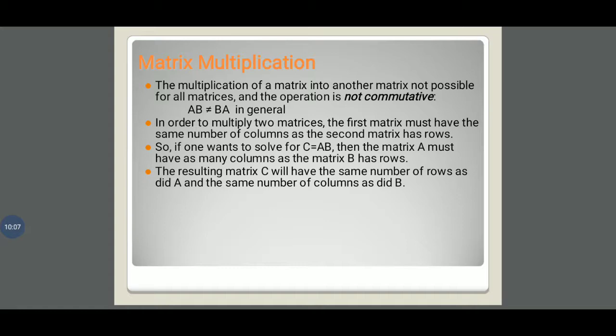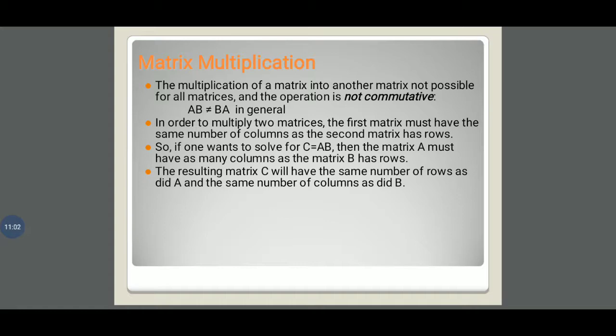Before that, we will decide what will be the order of the resultant matrix C. For the resultant matrix C, the number of rows is the number of rows of A, and the number of columns is the number of columns of B. Suppose A is of order 3 by 2 and B is of order 2 by 3, then for A into B, the 2 gets cancelled, 3 remains, that is 3 by 3. The resultant matrix will be of order 3 by 3. It consists of 9 elements. This is the multiplication of two matrices.